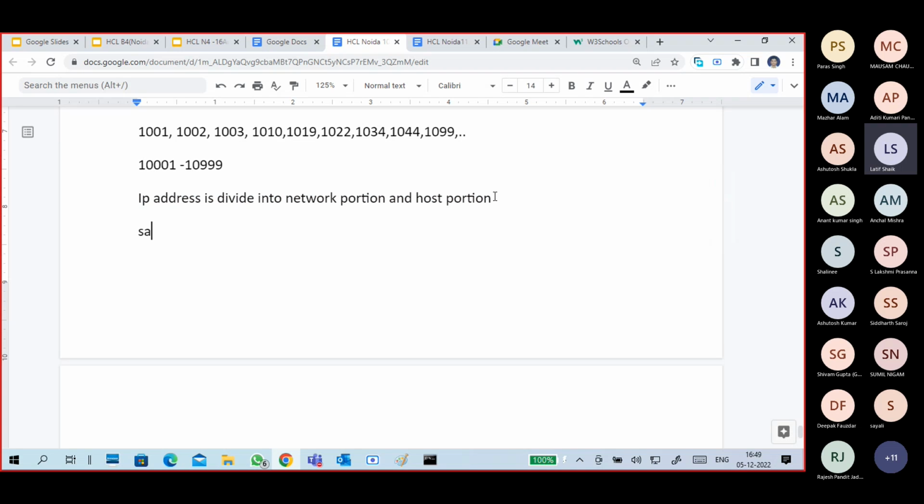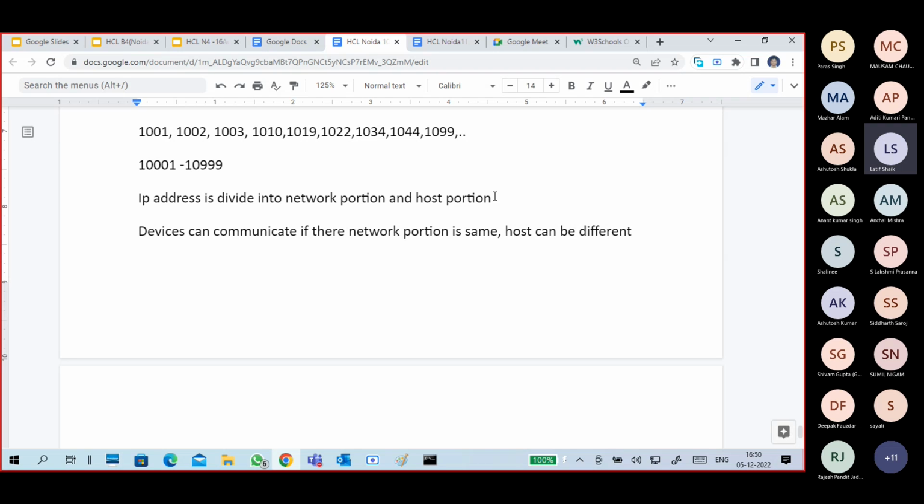The rule here: two or more devices, a better word is devices, can communicate if their network portion is the same. Of course, the host can be different. No problem in that. The network portion must be the same.